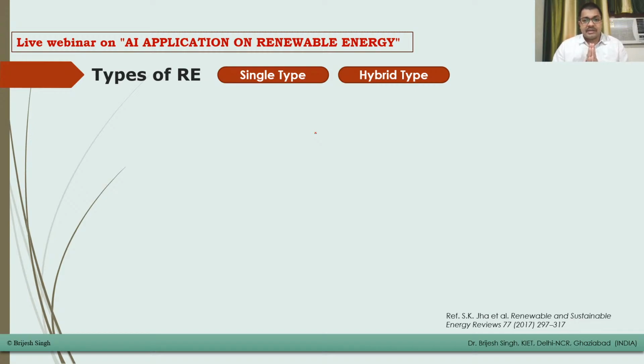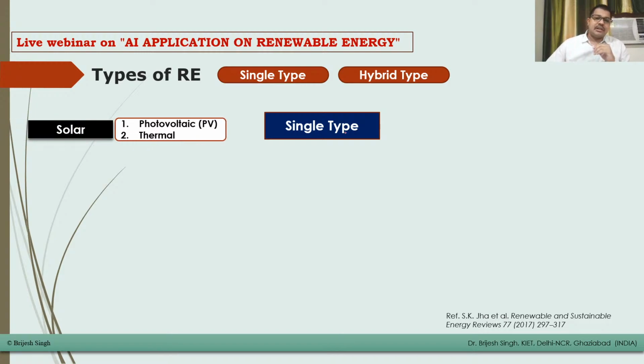But if you are connecting multiple types of energy resources into the system for harnessing the maximum power from renewable energy, then this is known as the hybrid type of renewable energy system. So what are the categories of the single type of renewable energy? The most acceptable, and the one people are looking towards nowadays, is solar power.